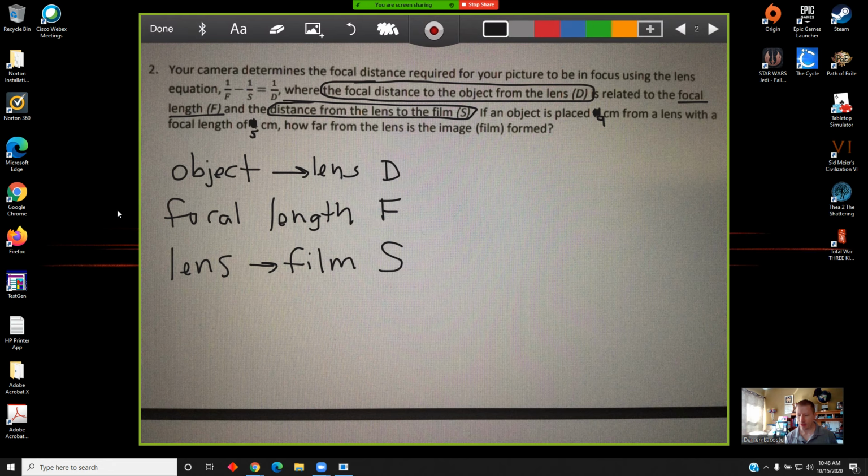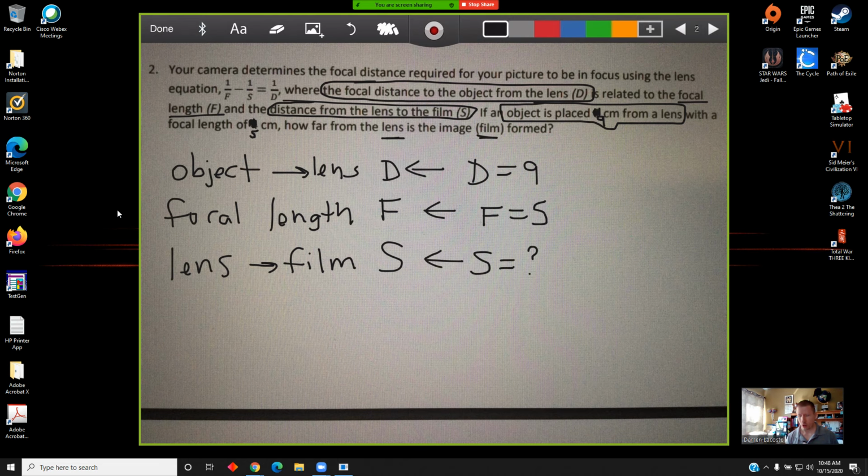Okay, so now in our last sentence, it says, if an object is placed 9 centimeters from a lens. So that's an object 9 centimeters from a lens. That's telling me d, distance from object to lens. So d equals 9. With a focal length of 5 centimeters, that's telling me f equals 5. How far from the lens is the image? The film. So lens to film is what we want to know. s equals our unknown. s equals question mark.